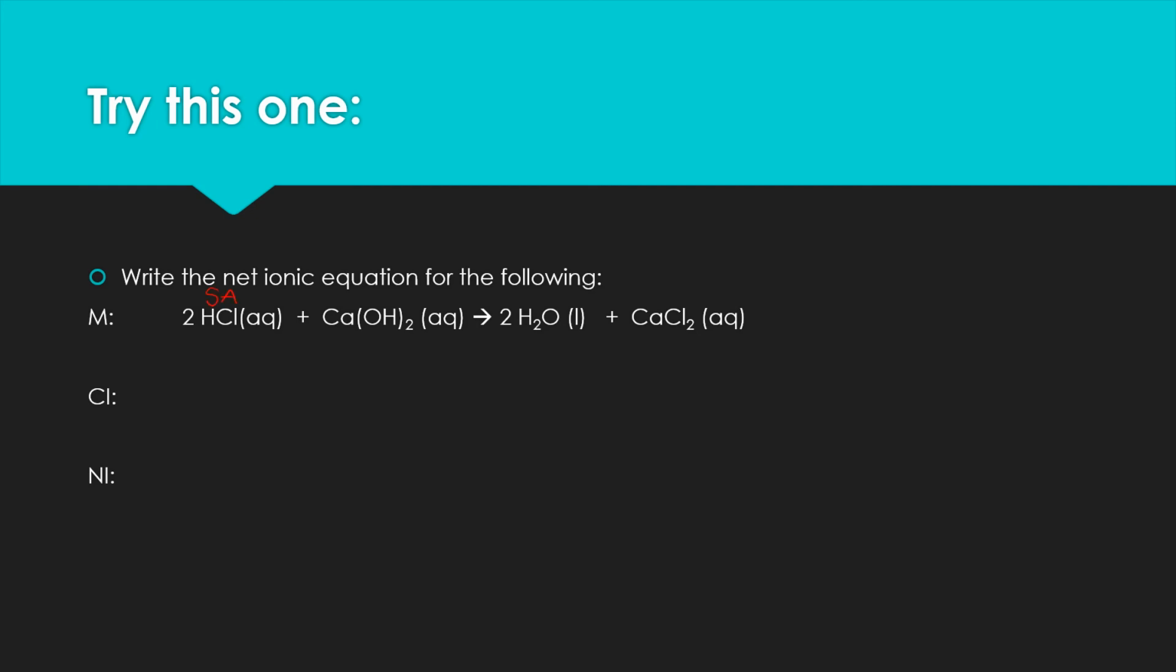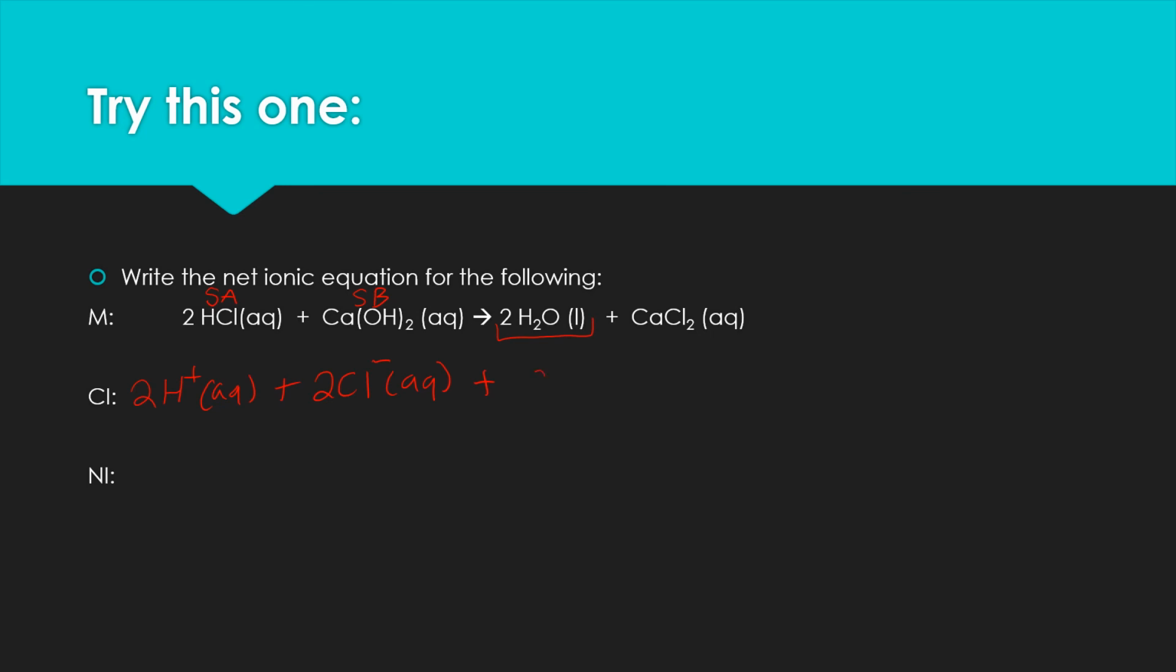Calcium hydroxide, is the calcium in group 1 or 2? Yes, it is. So that is a strong base. So what does that mean? It means both of these are going to separate into their ions. We're going to keep the water all together because it's a liquid, and our calcium chloride is aqueous salt, so we'll separate it. So we get 2 hydrogen ions, aqueous, and 2 chlorine ions that are aqueous.